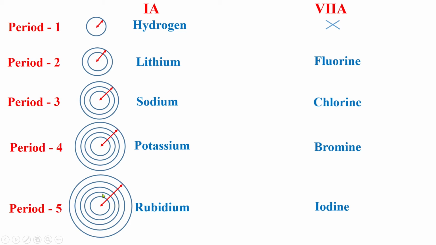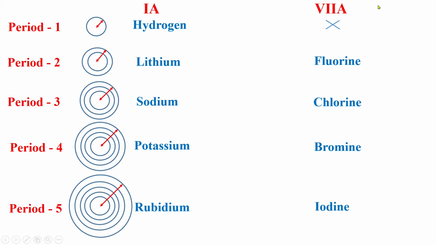As a result of this, what happens? When they take part in a chemical reaction, they have only one electron in the outermost cell. They tend to donate that electron. The tendency of donating electrons increases. It means reactivity increases as we go down in group 1A.